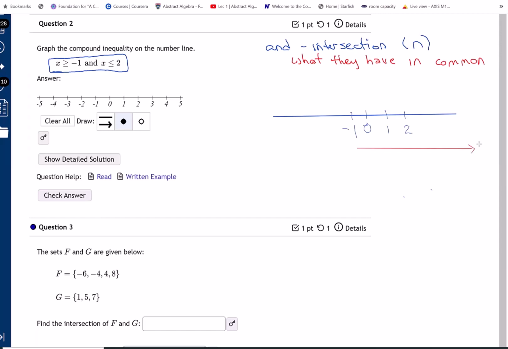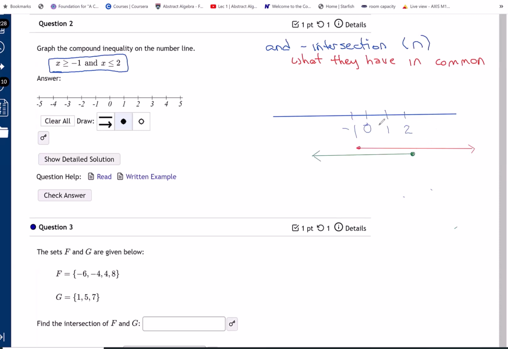Then I want to graph x is less than or equal to 2. I start here, and I go this way. This is less than or equal. And since they're both greater than or equal or less than or equal, they both get closed circles at their endpoints.